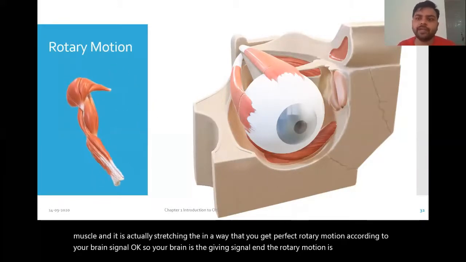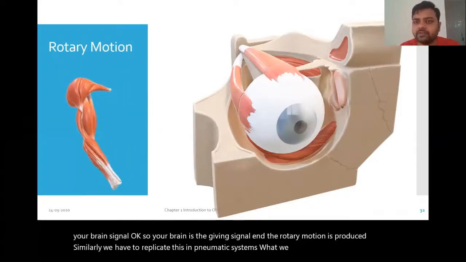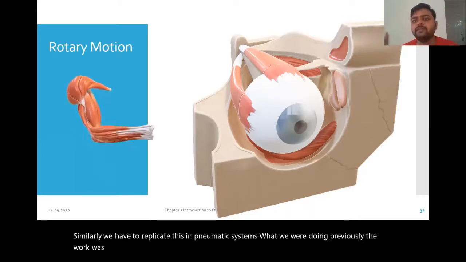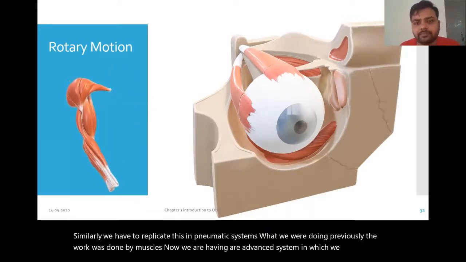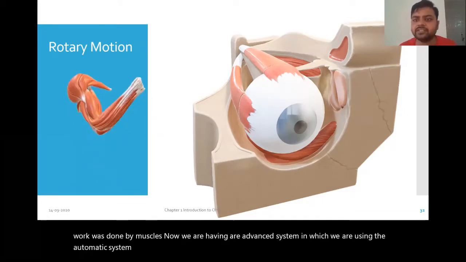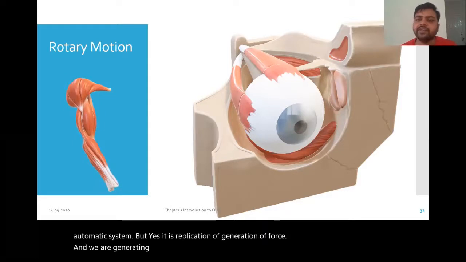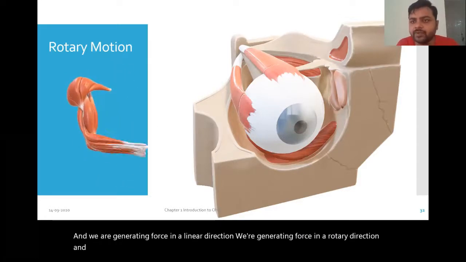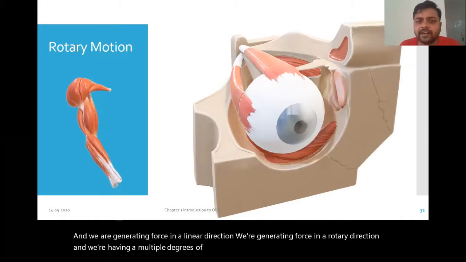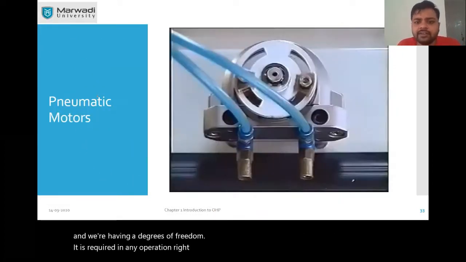Similarly, we have to replicate this in pneumatic systems. Previously the work was done by muscles. Now we have an advanced system in which we are using an automatic system. But yes, it is a replication of generation of force: we are generating force in a linear direction, we are generating force in a rotary direction, and we have the multiple degrees of freedom that are required in any operation, right? So in the last lecture, we talked about the pneumatic motors.